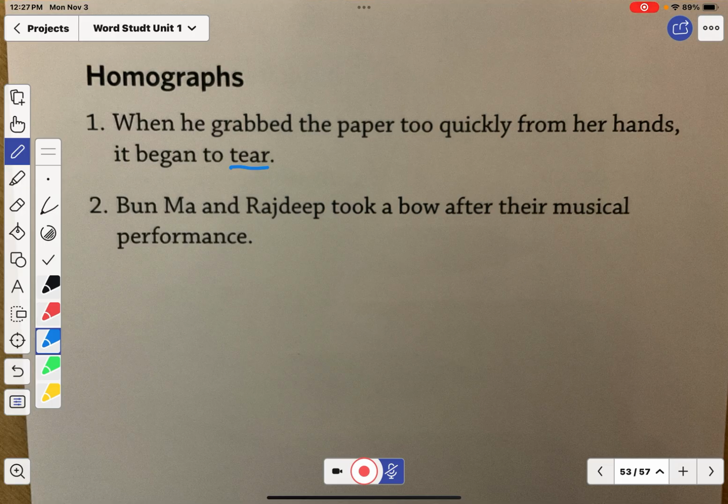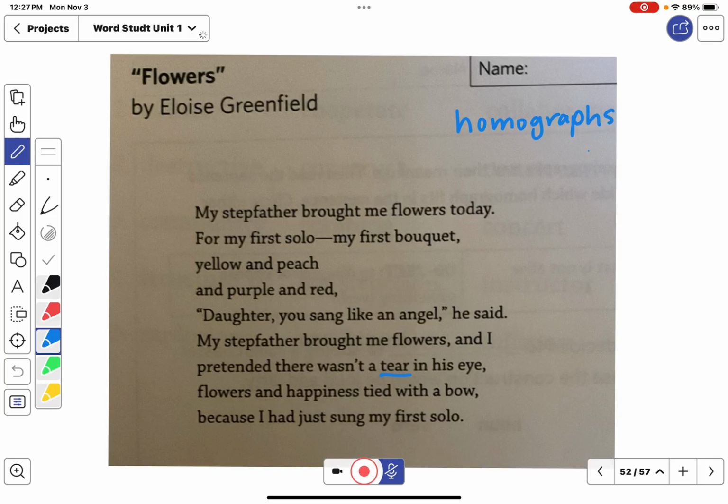You're ripping it open. If we go back to the poem, there was this word, bow. Flowers and happiness tied with a bow. A bow is also a homograph. In this case, it means that it's a knot tied by tying a ribbon or a string into loops, and that's a noun. It's a thing. But we can also pronounce this word bow, and that means you would bend forward to greet someone or show respect. And in that case, it would be a verb. It would be an action.